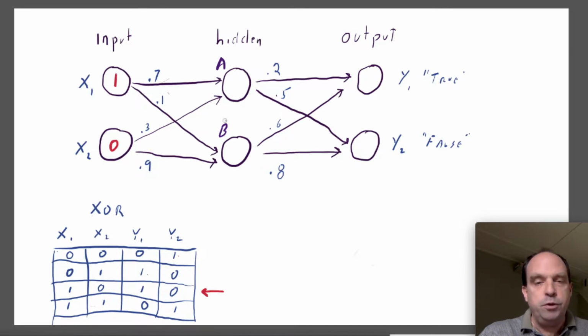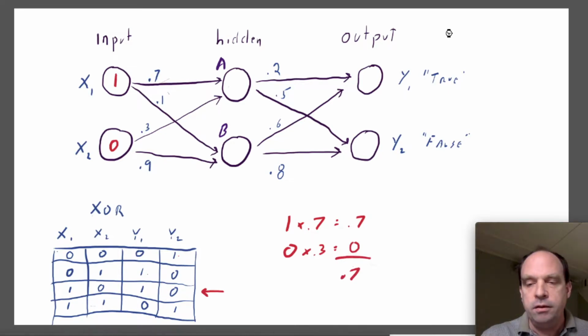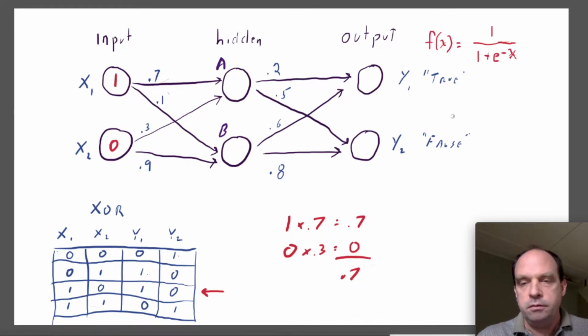They each call receive input on A and B. Since A has received all of its input, it says, I'm ready to calculate my value. It calculates its own value by finding the weighted sum of all of its inputs. So the value of x1 is 1, we'll multiply by the weight 0.7, and we get 0.7. The value of x2 is 0, we multiply that by the weight 0.3, and of course the result is 0. So our weighted sum is 0.7. But that's not all. Remember that we have to run that through the sigmoid activation function to ensure that our resulting value is between 0 and 1.